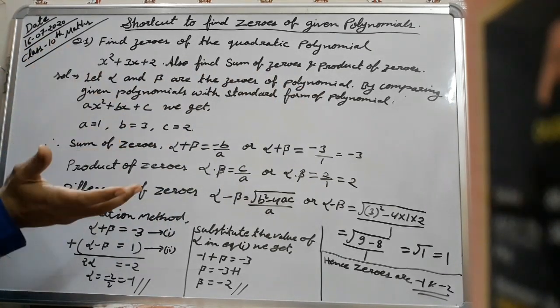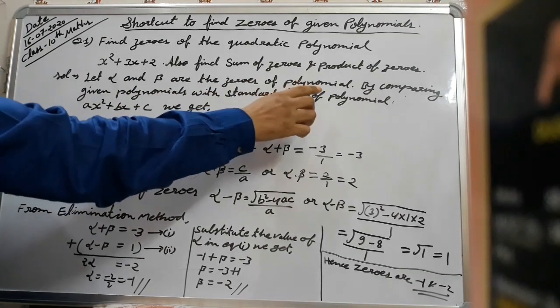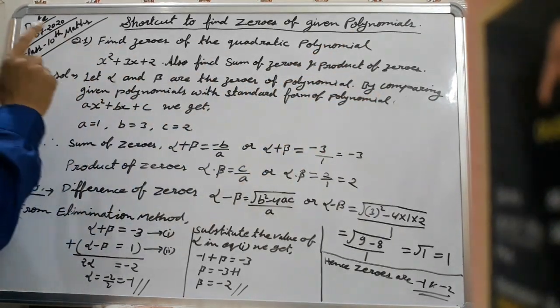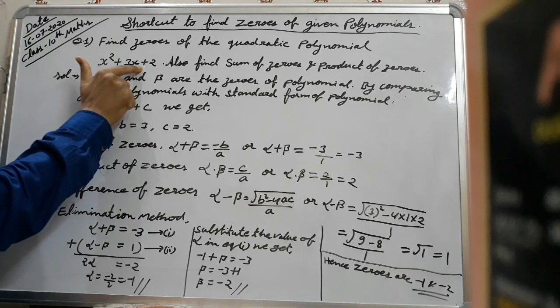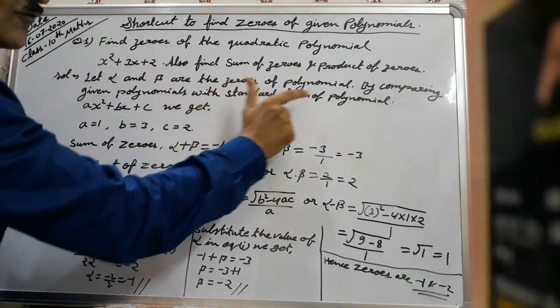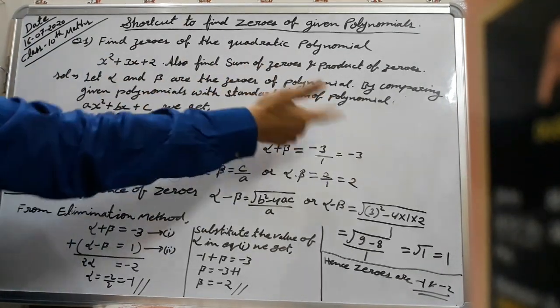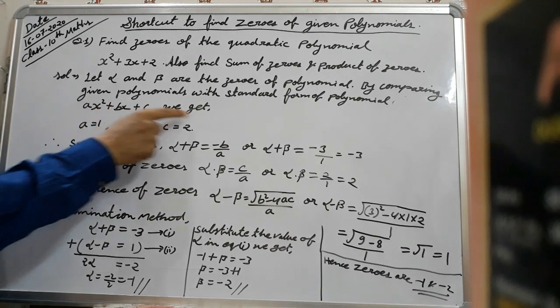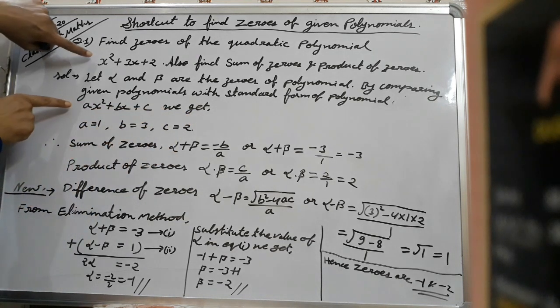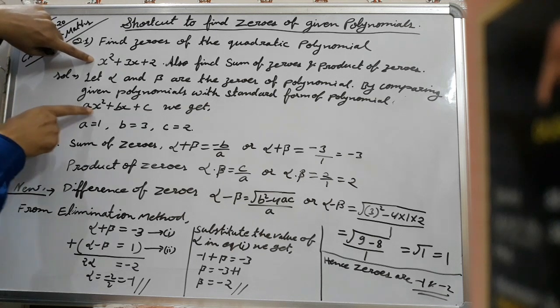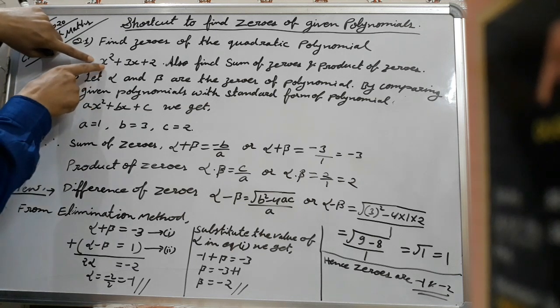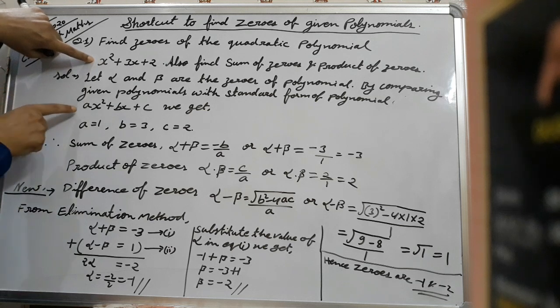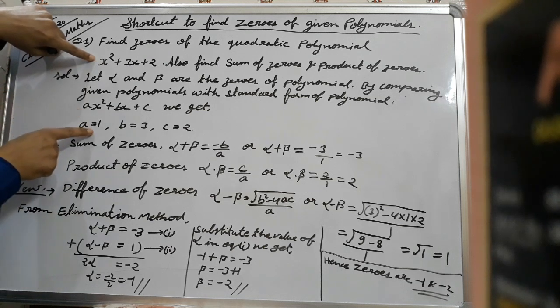Alpha और beta को हम क्या मान लिए? Zeros of polynomials. By comparing the given polynomial with the standard form of polynomial. Standard form of polynomial क्या है? ax square plus bx plus c. By comparing both, what is the coefficient of x square here? A. And here the coefficient of x square is 1. So a is equal to 1.